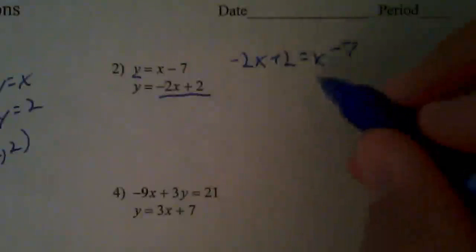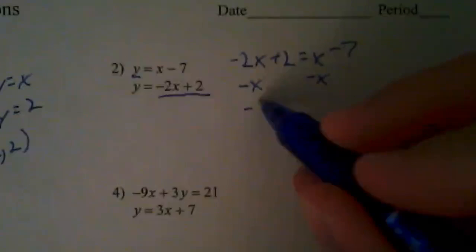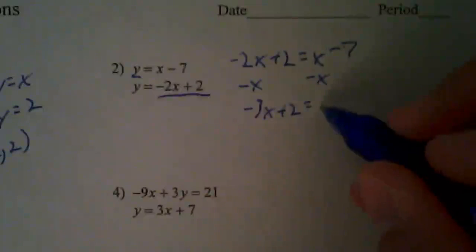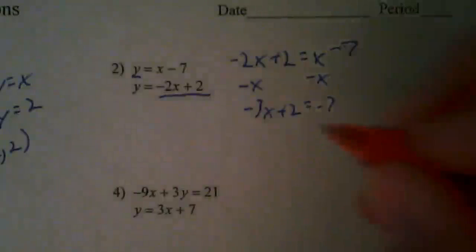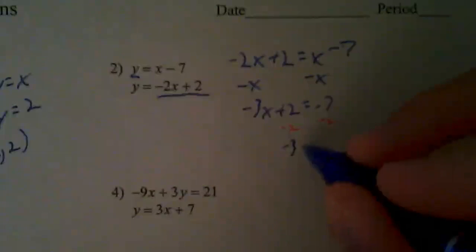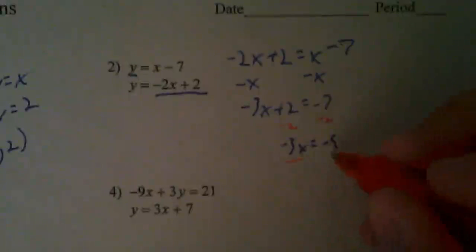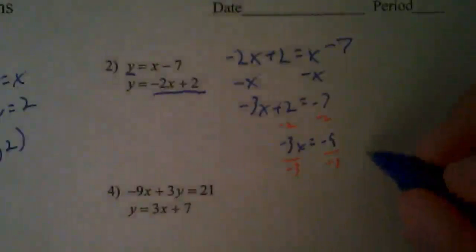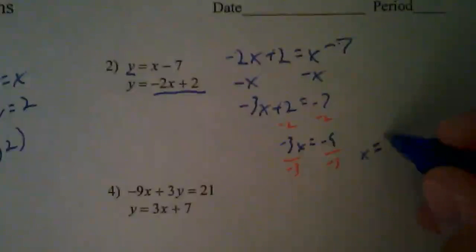Bring this x over to the other side. Subtract x, subtract x. This gives us negative 3x plus 2 equals negative 7. We can bring the 2 over by subtracting it. So we have negative 3x equals negative 9. Divide off both sides by negative 3, and x is going to equal positive 3.